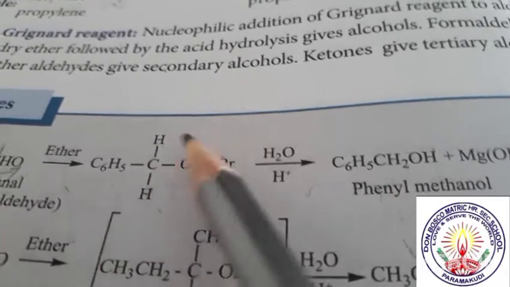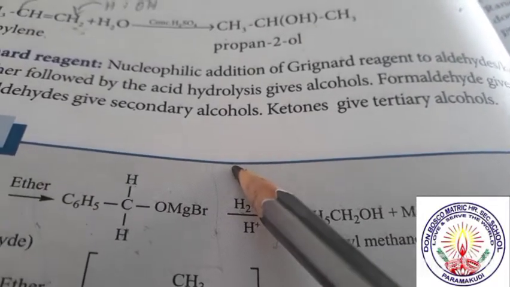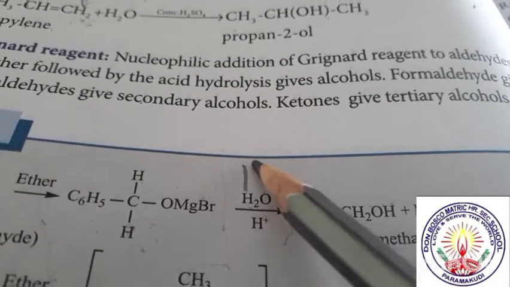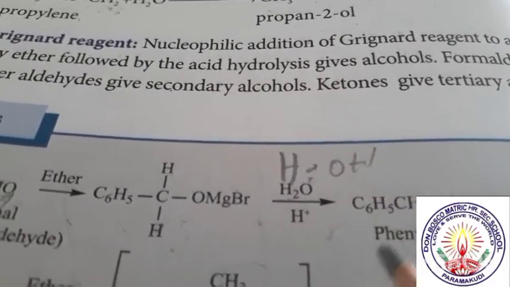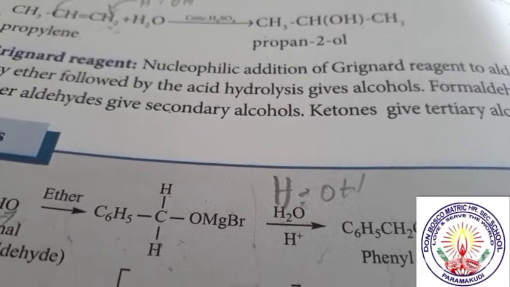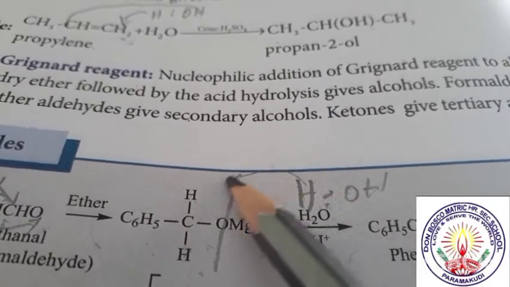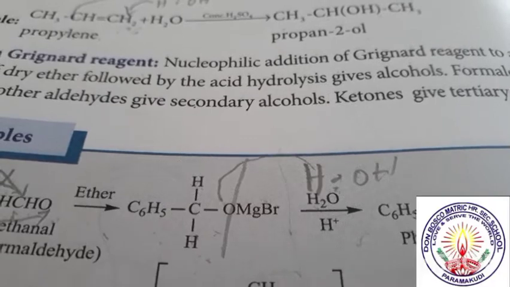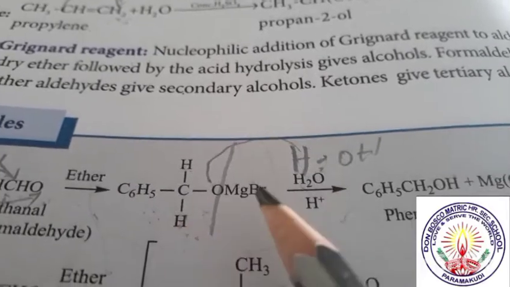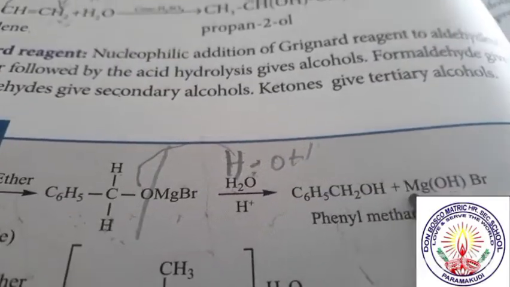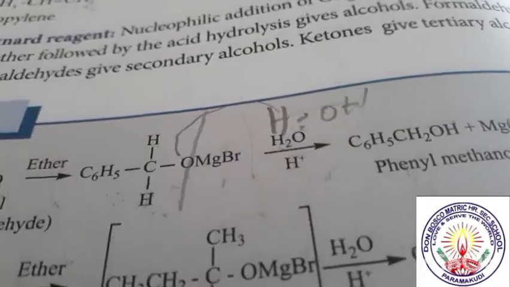C6H5 CH2, and at this hydrolysis time this hydrogen combines with oxygen, so we are getting C6H5CH2OH and this magnesium hydroxide and bromide, so phenyl methanol.